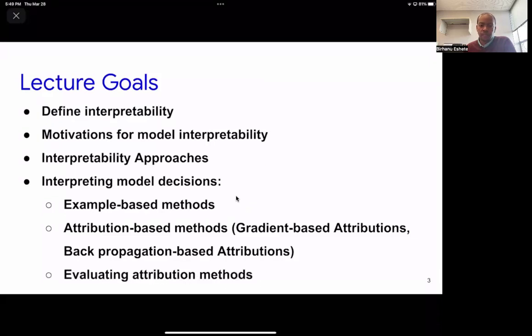And at the end, we're going to talk about how to evaluate attribution methods, because there are a bunch of approaches that are proposed, and we keep seeing more and more explanation or interpretation methods out there. But we should also know how to evaluate them so that we can pick a set of interpretation methods or model interpretability mechanisms that we can apply in a specific domain for a specific task under a specific set of assumptions. Okay, so that is going to be our agenda for the lecture.